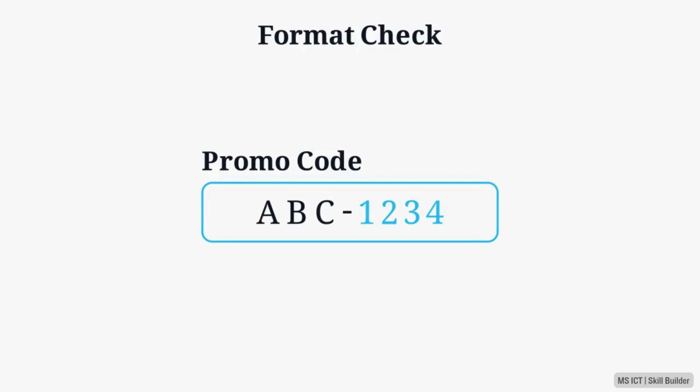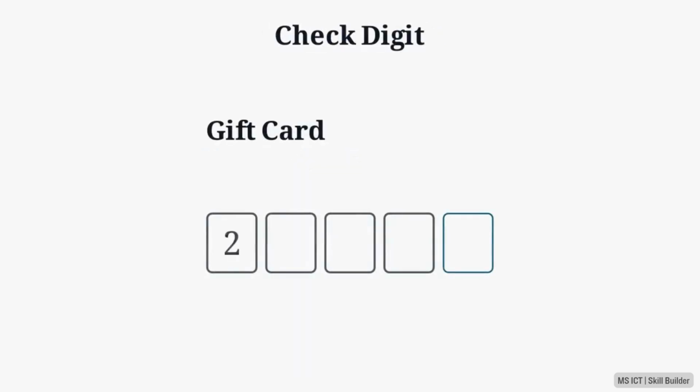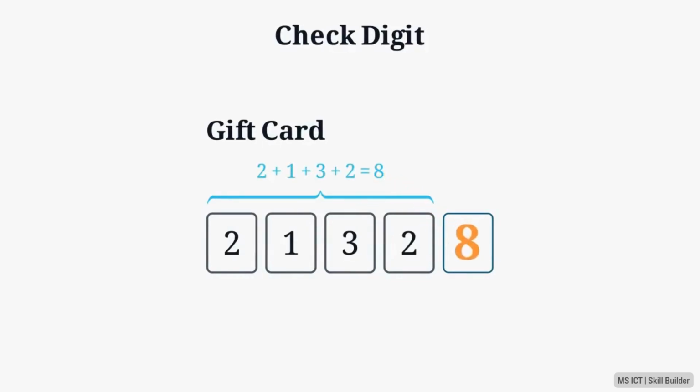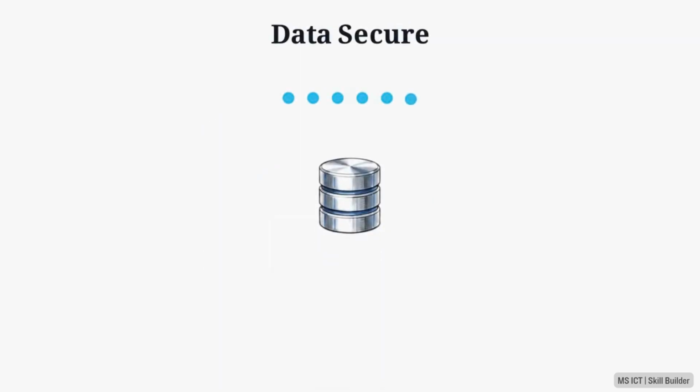If they have a promo code, we use a format check. The input has to match a predefined alphanumeric pattern, like 3 letters followed by a dash and 4 numbers. Finally, they enter a gift card code. This uses a check digit. The computer looks at the final number in the sequence and runs a background calculation on the preceding numbers to ensure they mathematically sum up to that final digit. It is designed specifically to catch typos.